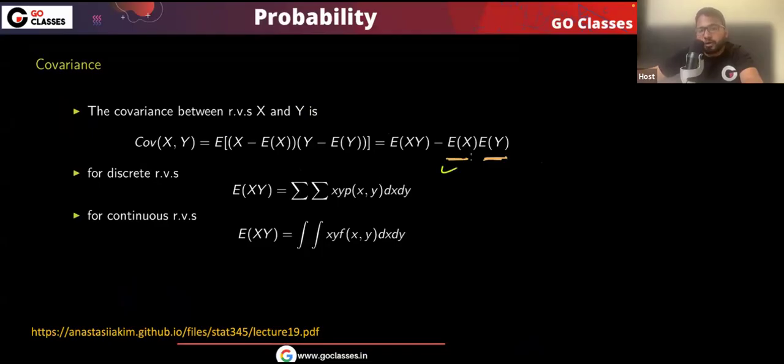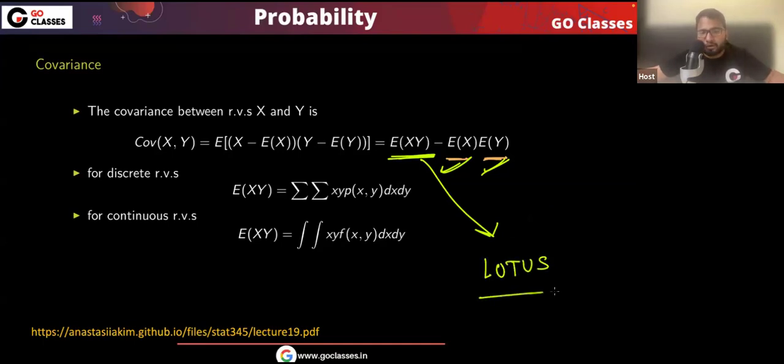Then you know how to calculate this quantity. You can easily calculate it using the rule for the expectation of a function of a random variable. What is that rule? LOTUS. How many of you remember this name? Law of the unconscious statistician, something like that. So we can calculate this using LOTUS.